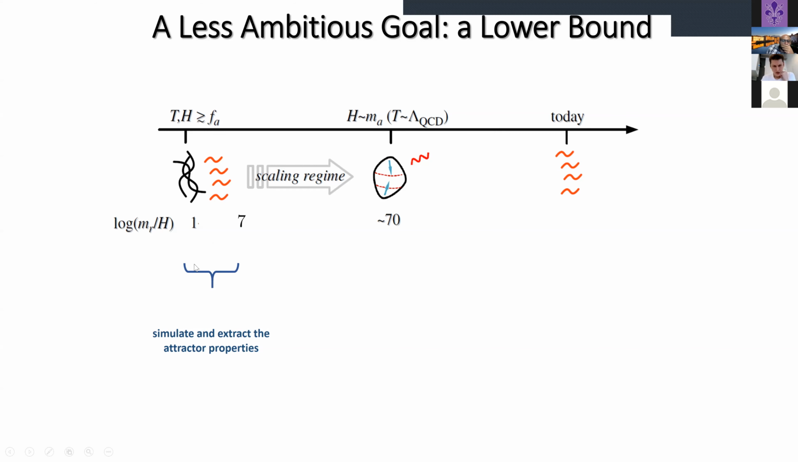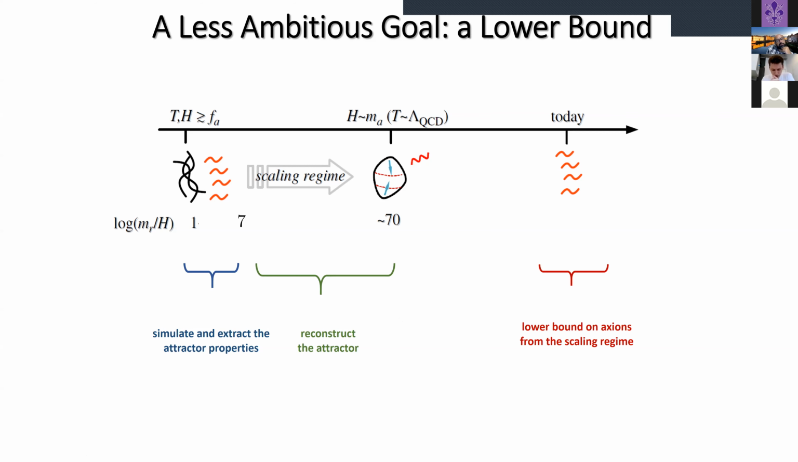So the idea is the following. The simulation can run between log over H of 1 and 7, and there should be enough time in the simulation to understand and extract the properties of the attractor solution, in particular the number of strings per volume and the rate of emission of axions. And then, since this attractor solution has a precise scaling law, we are able to reconstruct this attractor until the physical point, which is log over H of 70. And this would give a lower bound on axions from the scaling regime. Of course, this will give a lower bound on the abundance.